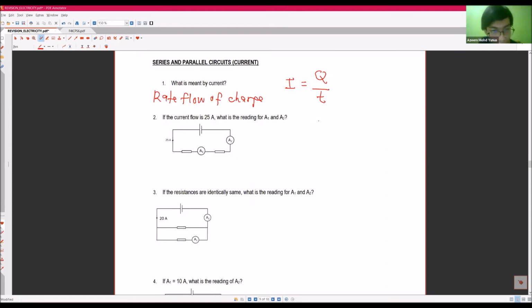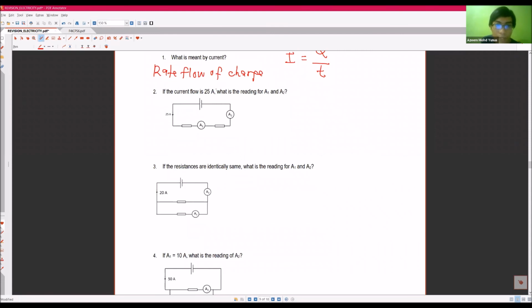Okay. Number 2. If the current flow is 25 ampere, what is the reading for A1 and A2? So for the rule for calculating current, we have to trace the path. We don't need the positive or negative, but it will be helpful as well because we need to know the direction of current. But the value of the battery is not needed here. So if we label positive, negative like always, then we have a current path that flows like this. Only one path, that means they share the same current. So remember that one path has the same current.